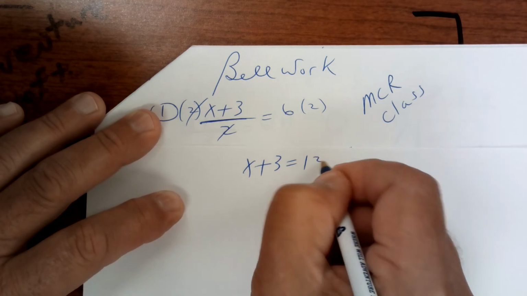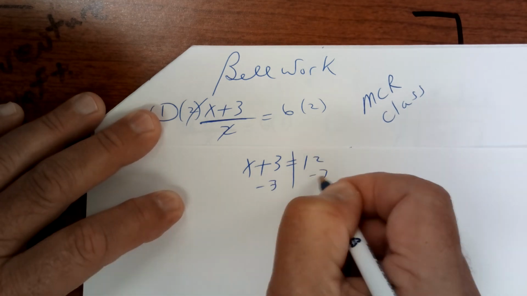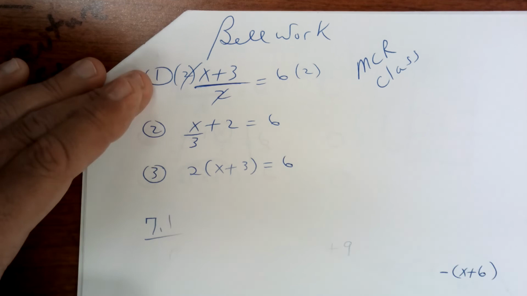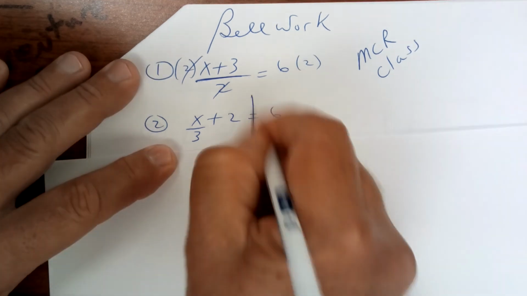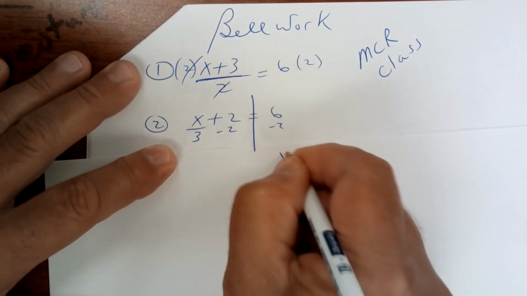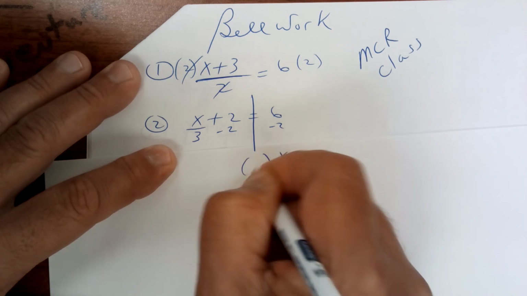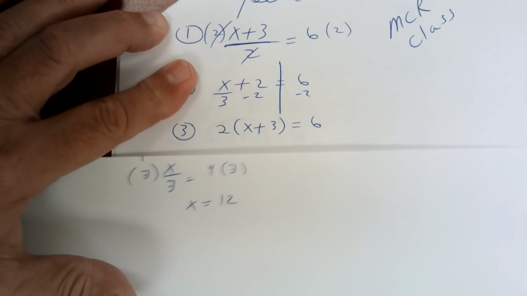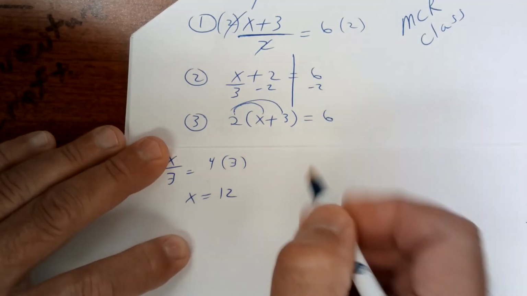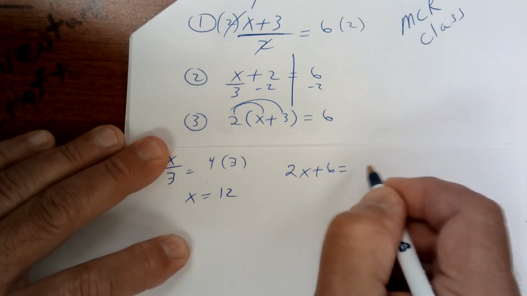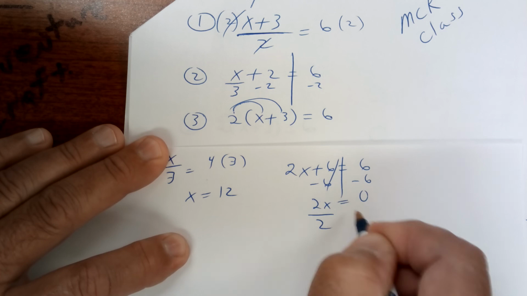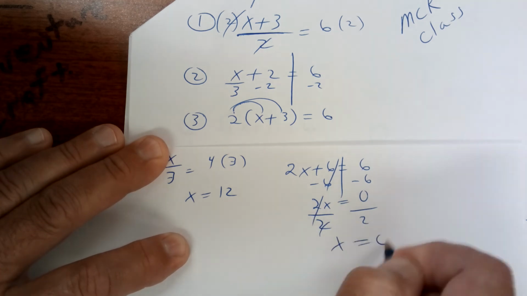So you want to go ahead and subtract 3, and you get x equals whatever that is, and you're done. So for number 1, guess what? 9 is the answer. This one right here, you want to first subtract 2 from both sides, so you're going to get x over 3 is equal to 4, and then multiply by 3, and you're going to get x equals 12, and you're done. This one right here you have to distribute, so draw your arrows. I do want to see that. And then you want to subtract 6, you're going to get 2x is equal to 0, divide by 2, and you get x equals 0, and you're done with that one.